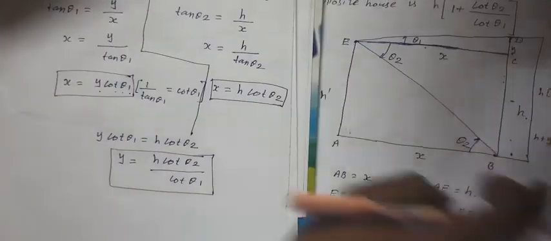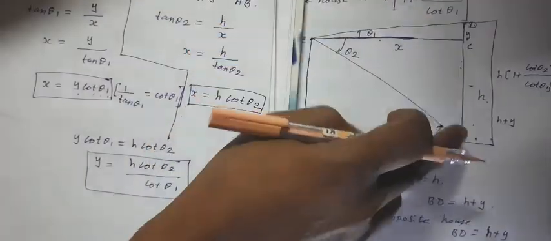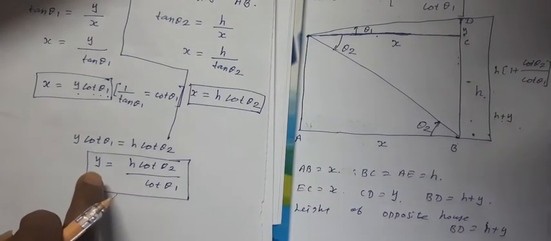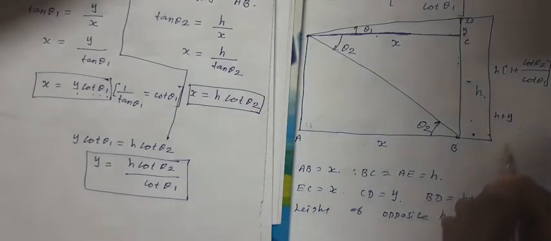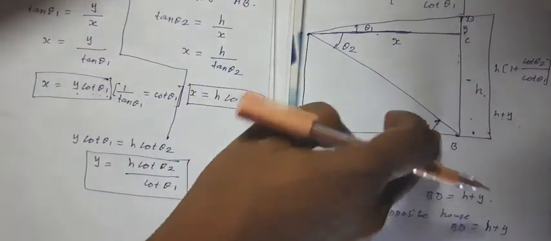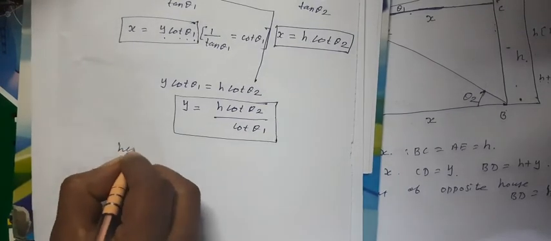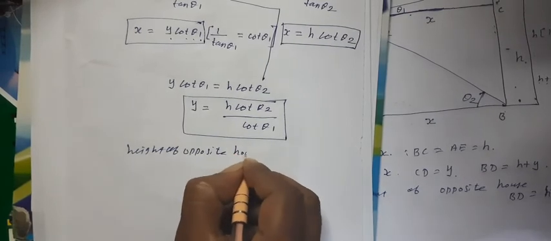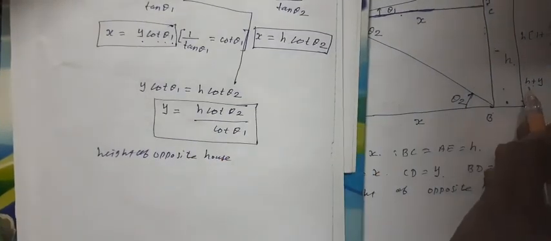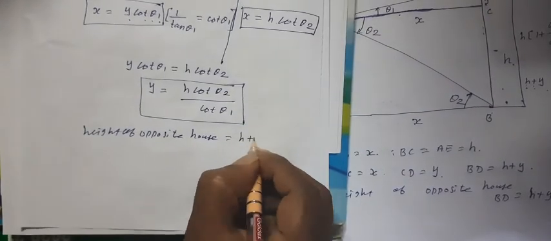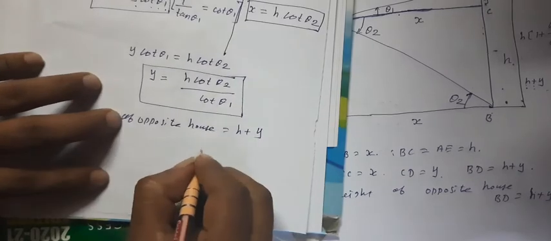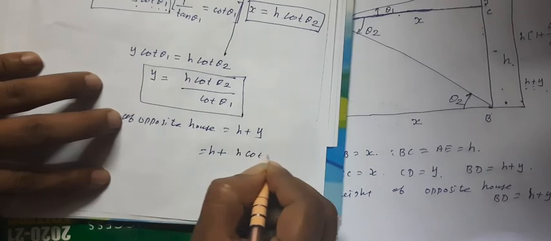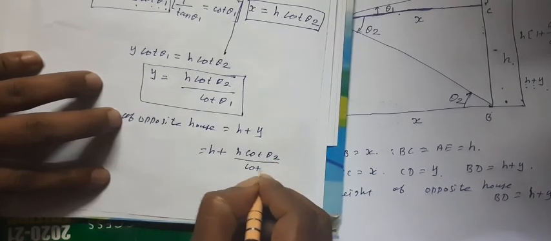Okay, here you want to find the height of the opposite house, h plus y. Now we have found the y value, so take this y value and substitute here. The height of the opposite house is equal to h plus y. So h plus y, substituting y, is h plus h cot theta 2 by cot theta 1.